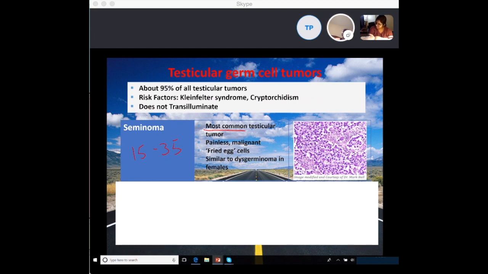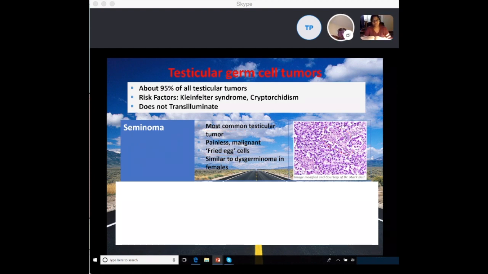In histology, you'll see this fried egg appearance. I won't necessarily circle individual cells, but you can see a bunch of these look like fried eggs. This is similar to the dysgerminoma found in females. Even though these lesions are malignant, they're very responsive to radiation therapy. And if they do metastasize, they tend to do so late.